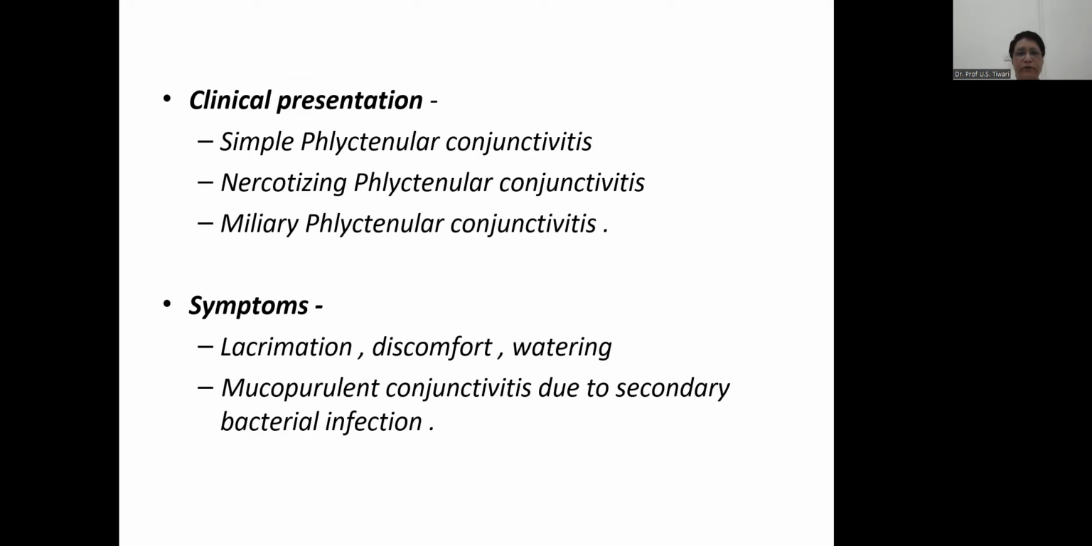The clinical presentation of the phlyctenular keratoconjunctivitis. It can be in the form of simple phlyctenular conjunctivitis, or a necrotizing phlyctenular conjunctivitis, or a miliary phlyctenular conjunctivitis. The symptoms may be lacrimation, discomfort, watering. Mucopurulent conjunctivitis due to secondary bacterial infection can also occur as a complication. It is quite a common associate. You will often see mucopurulent conjunctivitis in a case of phlyctenular conjunctivitis.